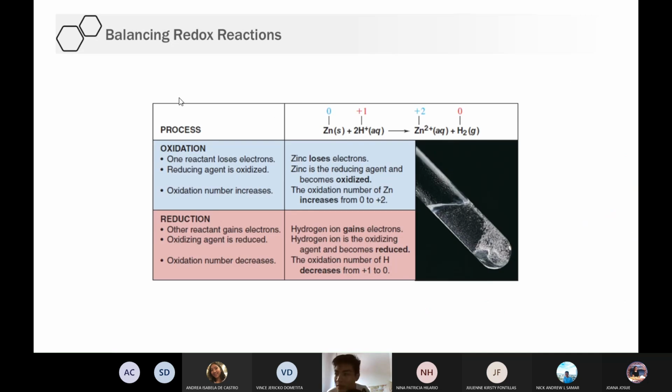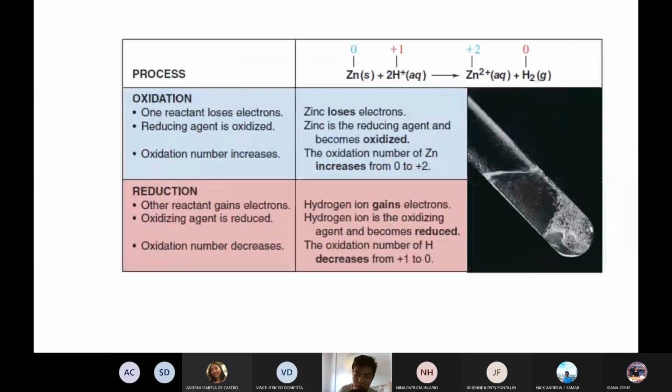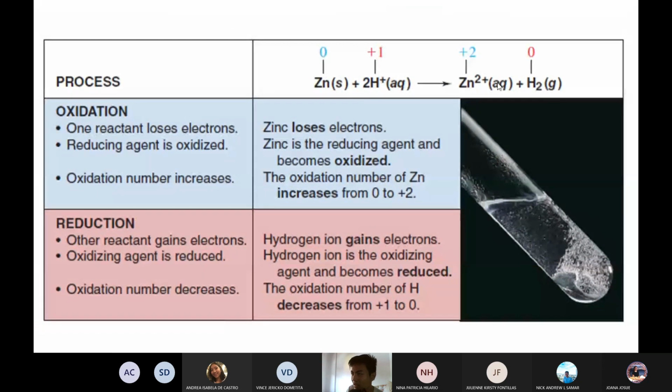So this is one example of the redox reaction. We have zinc reacting with hydronium ion to produce zinc 2 plus and hydrogen gas. Okay? So this is one example. As you can see, yung zinc, ang oxidation number niya ay 0. On the product side, this is a monoatomic ion, so 2. So from 0 to 2, that is increase in oxidation number. That means oxidation yan.